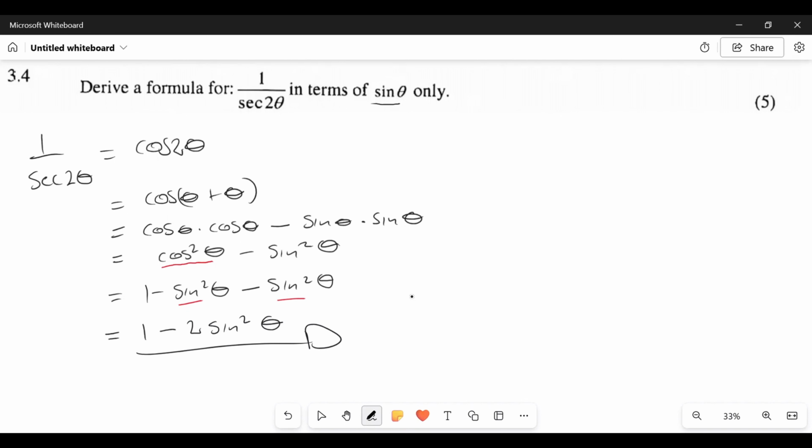Guys, we are done with 3.4. I hope this part of the video helped you to understand how to derive the double angle identity.